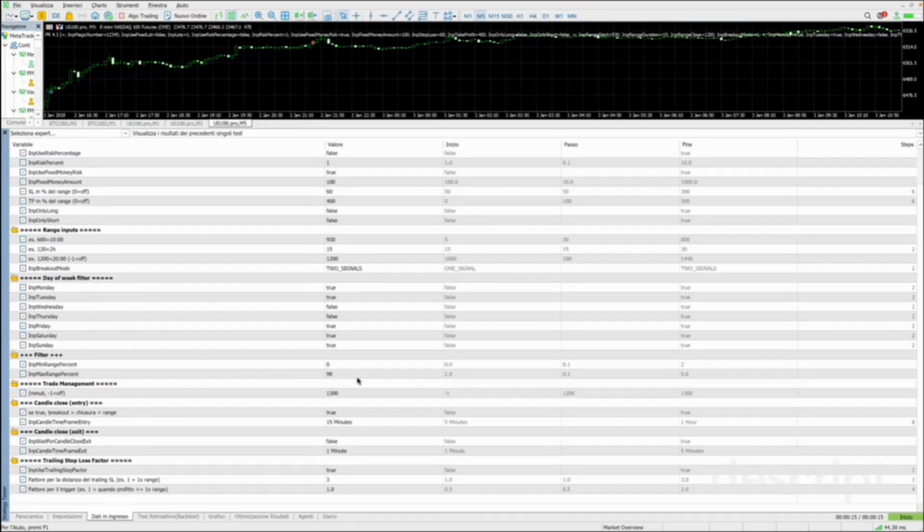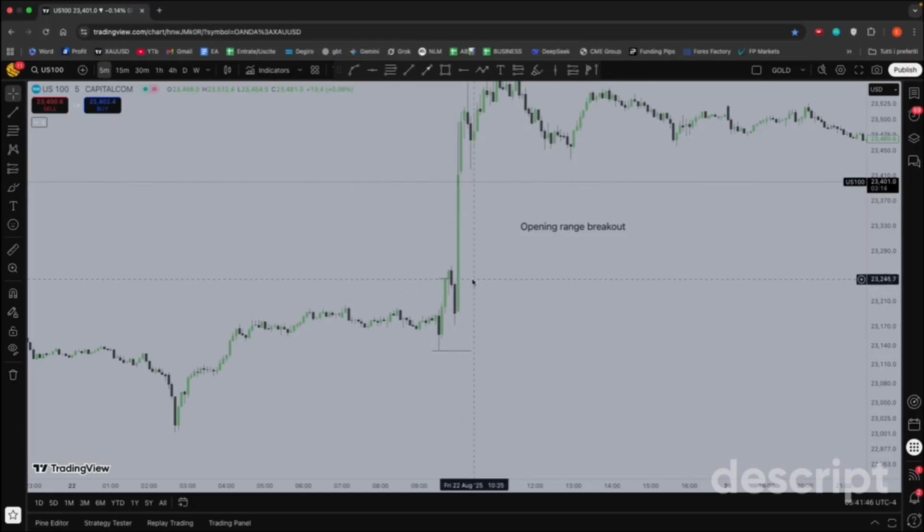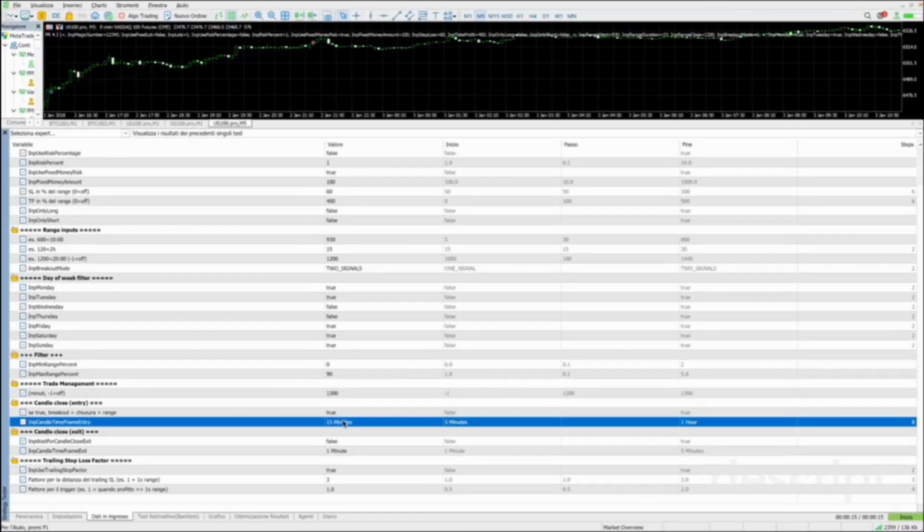So that's it. And then the other important thing is this one. As I showed you before, we are going to wait for a 15-minute candle to close above the range, and the same thing below the range for a short. And that's this input here. I tested 5 minutes, 10 minutes, 15, 30, 1 hour. The best in this case actually is 15 minutes.